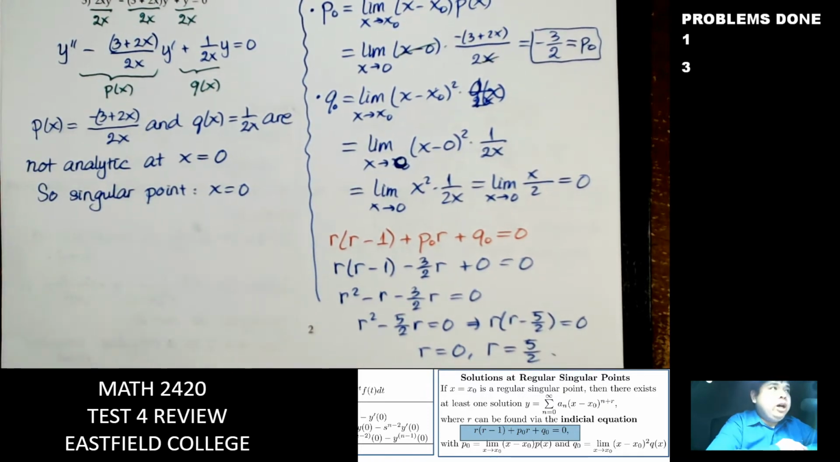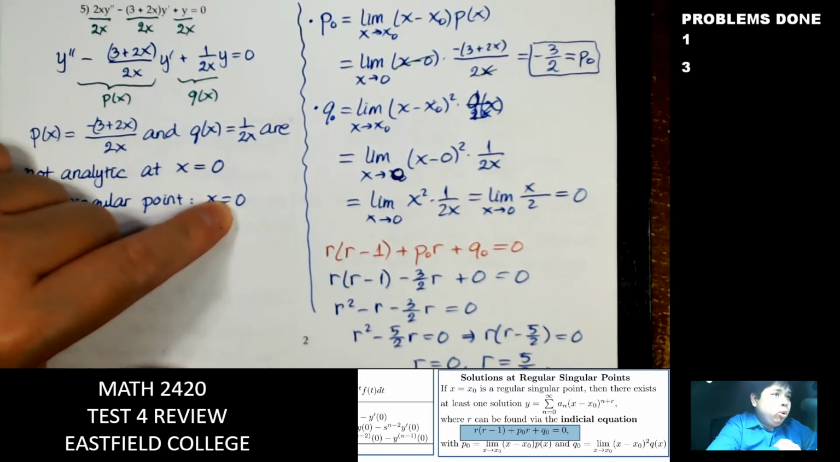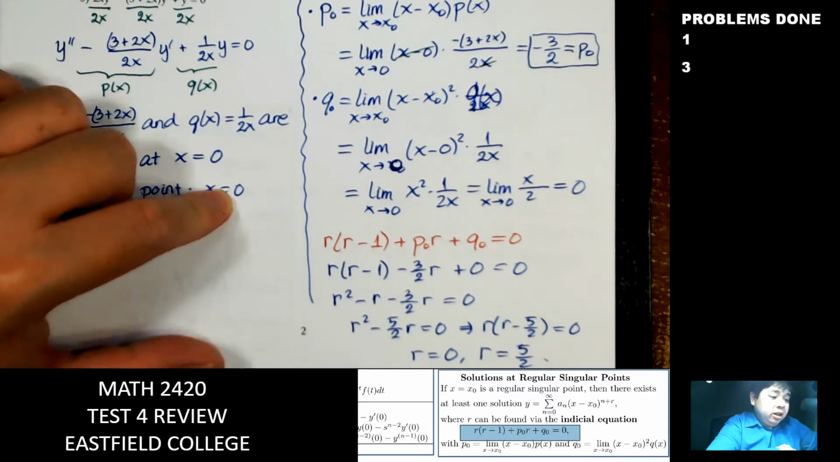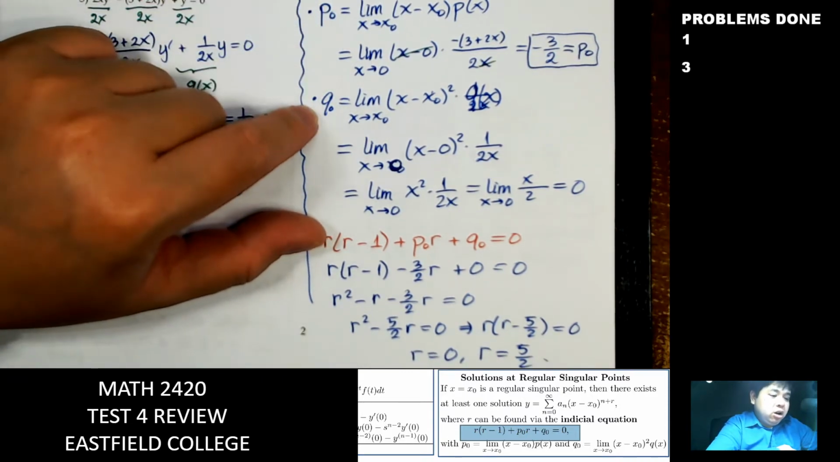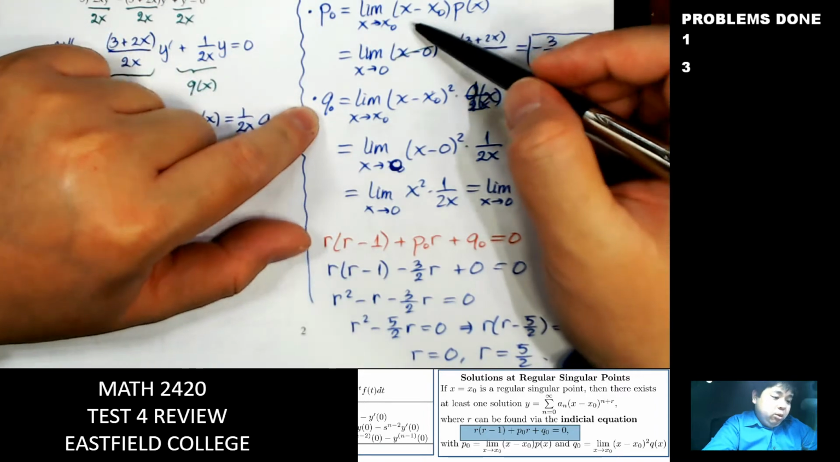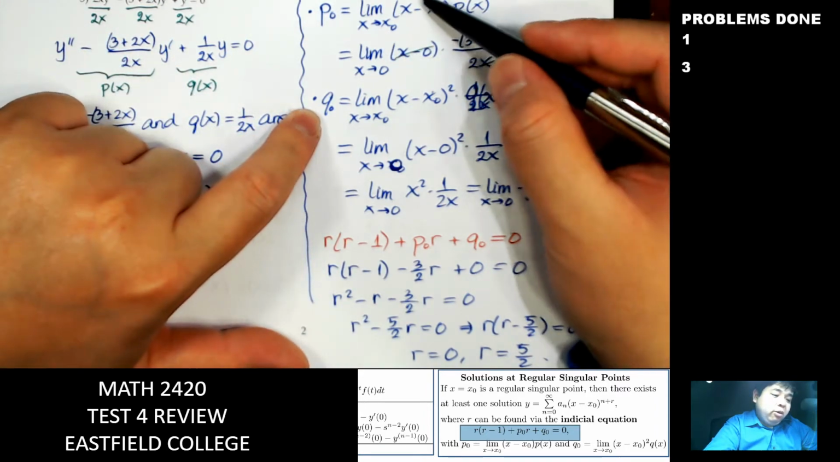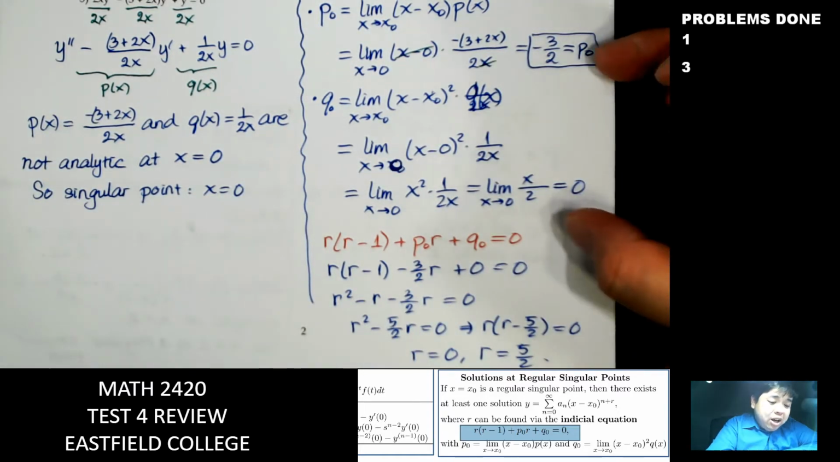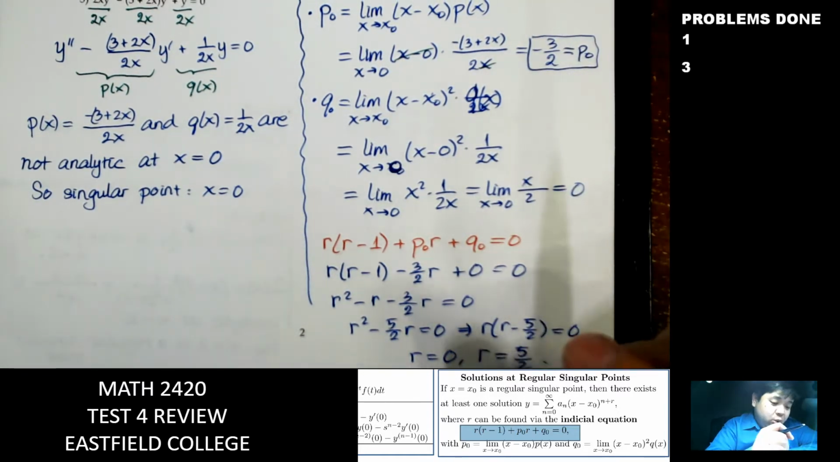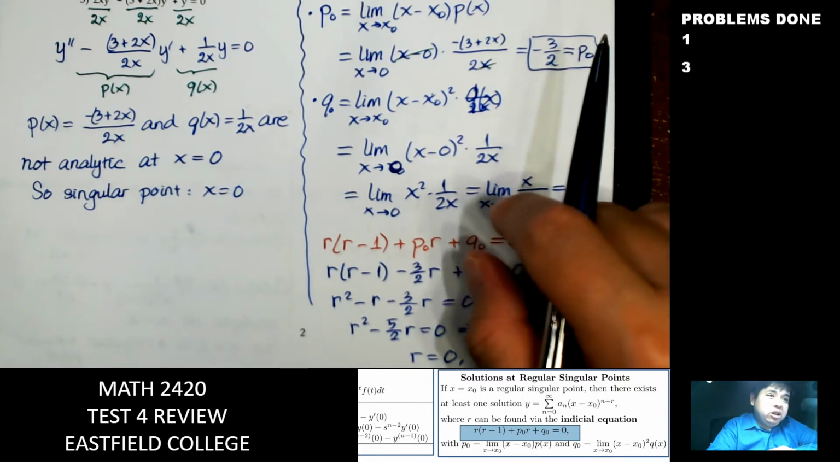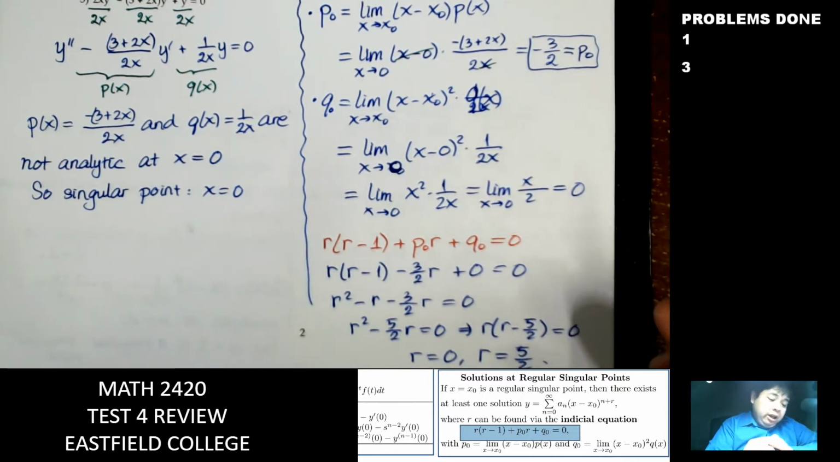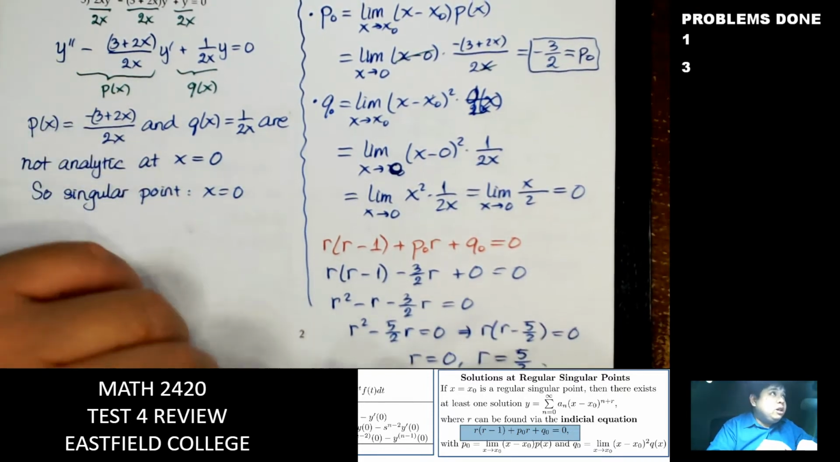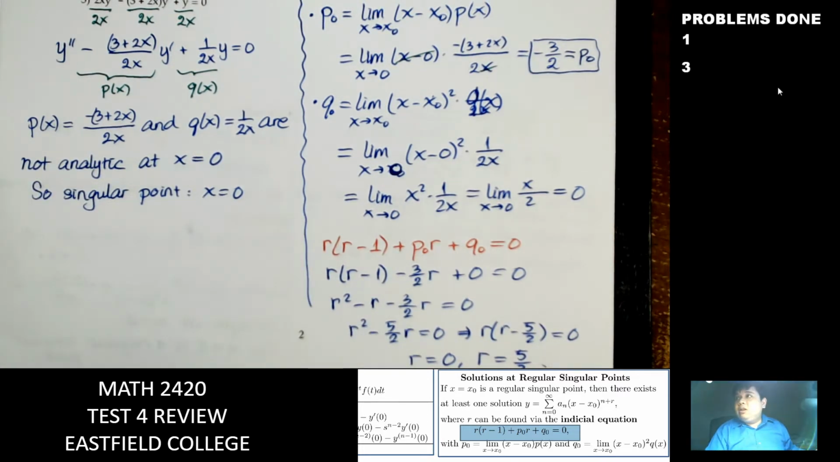So the key point here is we have to find the singular point. Once we know that, find the P naught and the Q naught using the limit when x goes to x naught for the capital P of x, capital Q of x. Once we know those values, put into the initial equation, the form of initial equation is on that side, and then we solve it. And it should be simple. So that was 5.